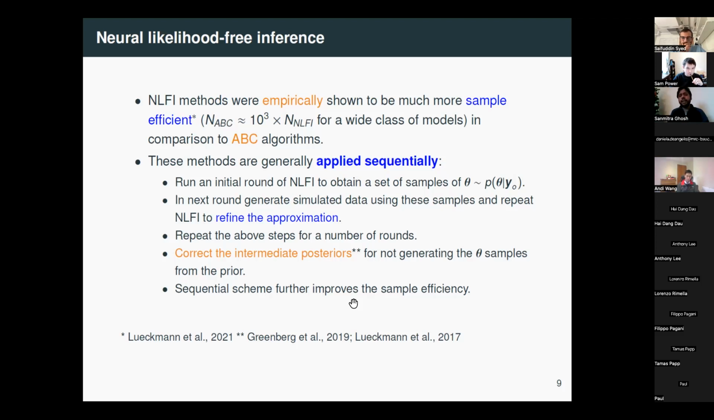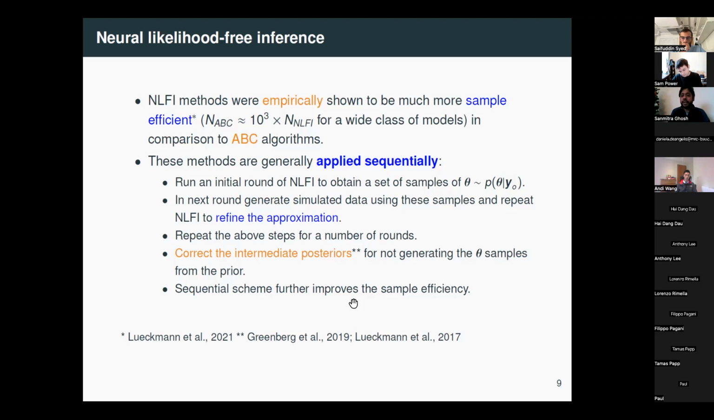And generally, these methods were then developed to work sequentially, taking ideas and inspiration from sequential design and active learning. You start with a handful of simulations from the prior, do a single round of inference, and get your posterior. Of course, this posterior won't be that good because you're using a very tiny sample, maybe 1,000, right? And then you sequentially refine this estimate. Obviously, you can refine it for a number of rounds, 20, 30 rounds. It's very similar to active learning, basically.